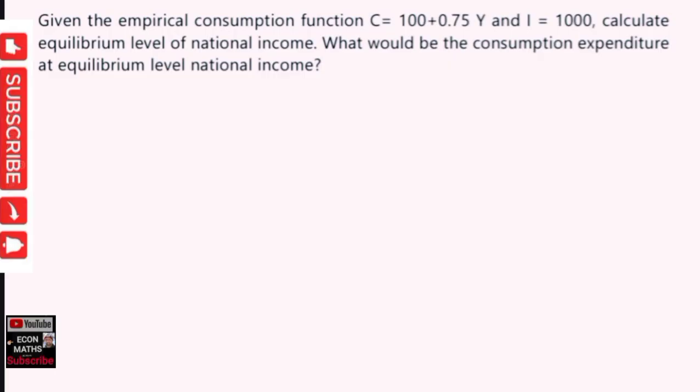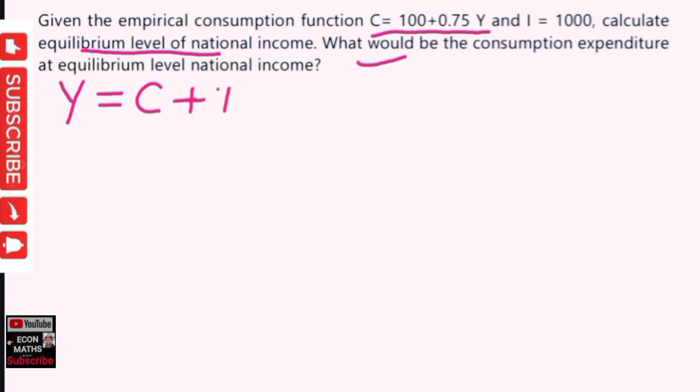Given the empirical consumption function, that is C is equal to 100 plus 0.75Y, where C is the consumption, Y is the income, and this 0.75 is the marginal propensity to consume out of disposable income, and I is equal to 1000, that is investment is 1000. Calculate equilibrium level of income. What would be the consumption expenditure at equilibrium level of income? So we have to also calculate the consumption expenditure. As we know that total income or total expenditure is equal to consumption expenditure plus investment expenditure.